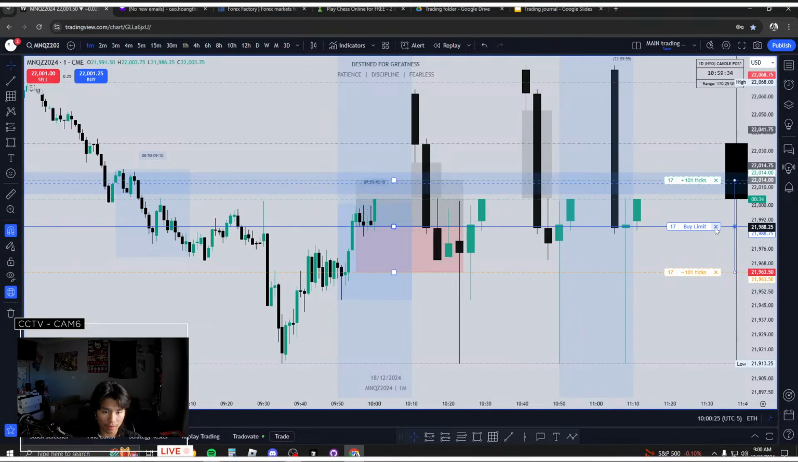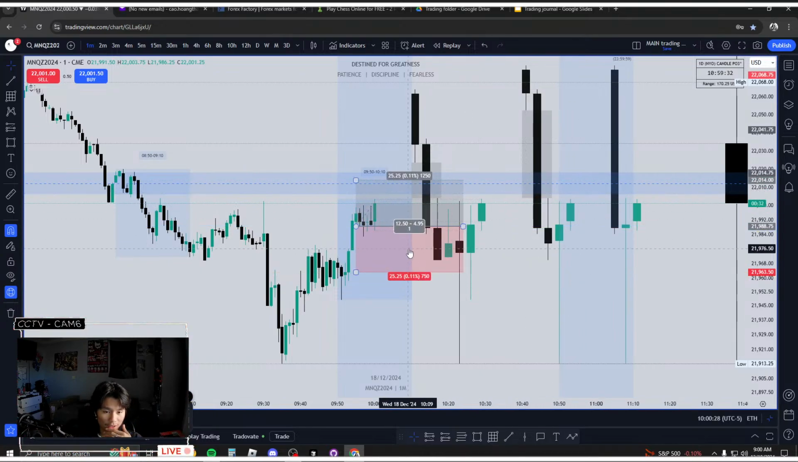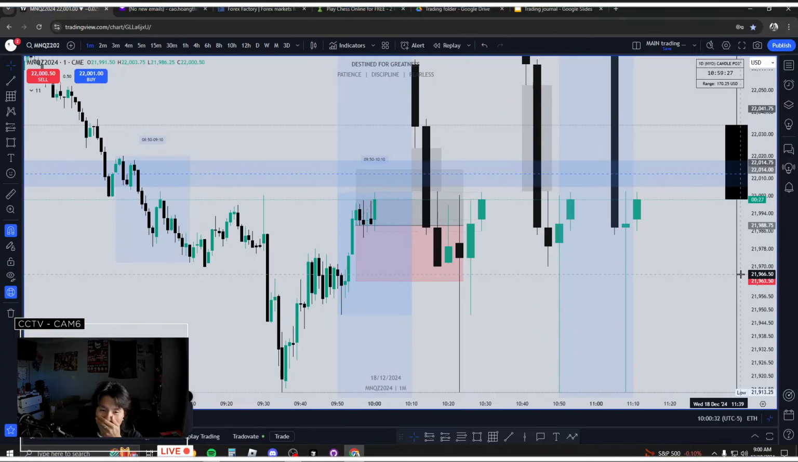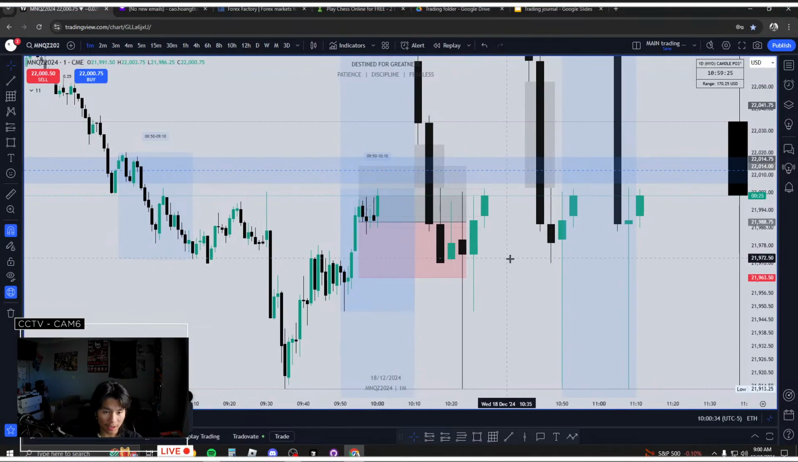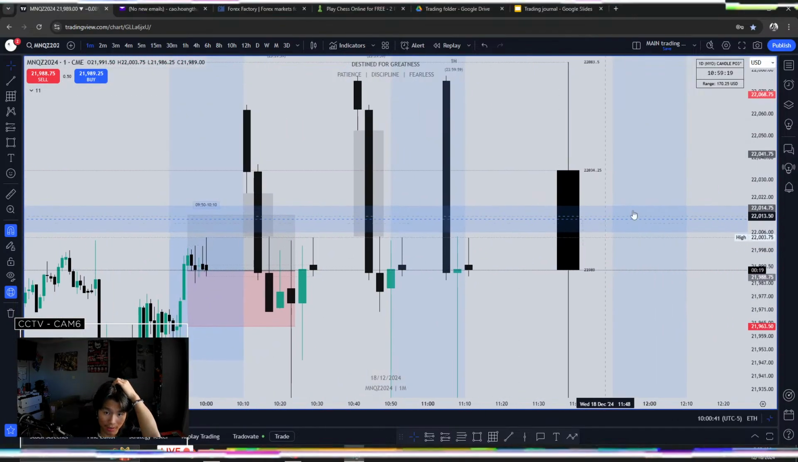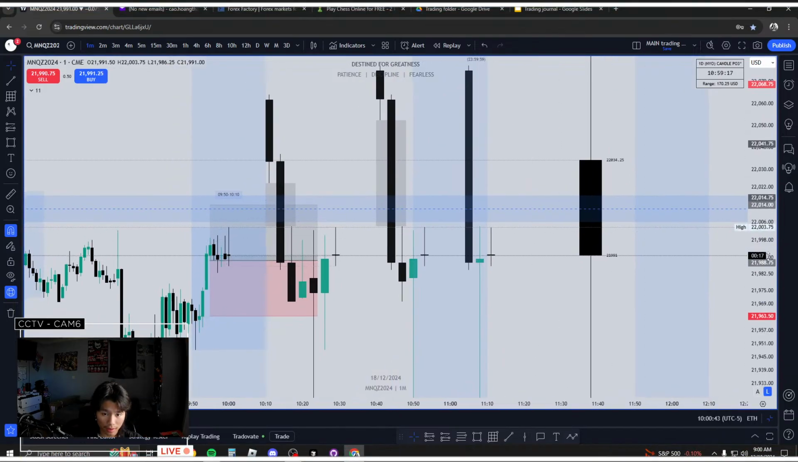Okay, I didn't. So I couldn't get an entry pattern. I didn't have it set up. Ah, that sucks, but it's okay. So I would have gotten an entry right there to target the 15-minute high and a rebalance of the hourly fair value gap, right?